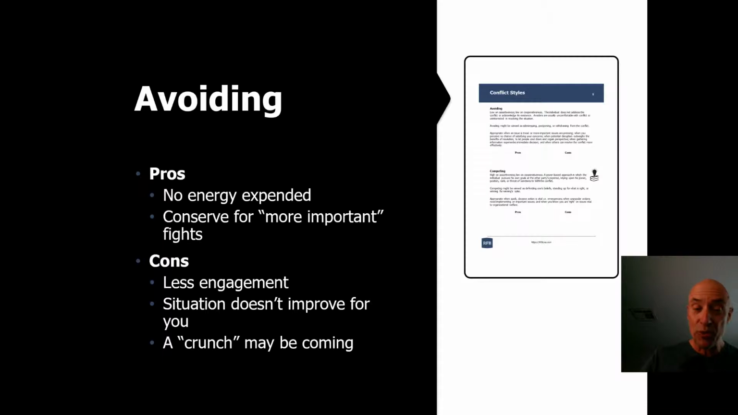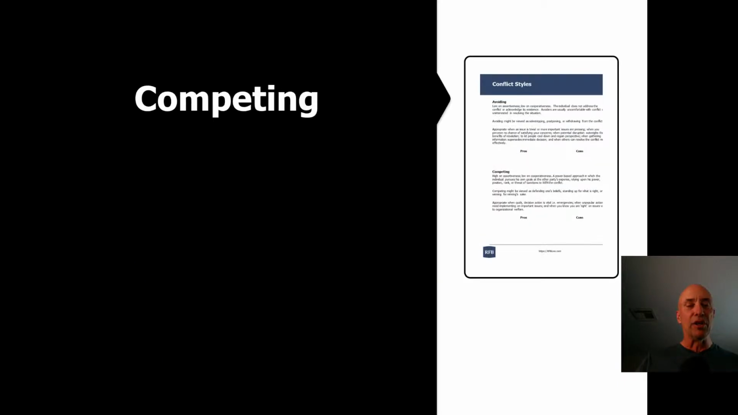The cons, why does this not help? By definition, there is less engagement. You're not stepping into it. Therefore, the situation cannot improve for you. And based upon the role renegotiation model, if you're in a pinch and you keep avoiding the pinch and you keep not saying anything about it, eventually a crunch is on your way. That's avoiding. The second style is known as competing.